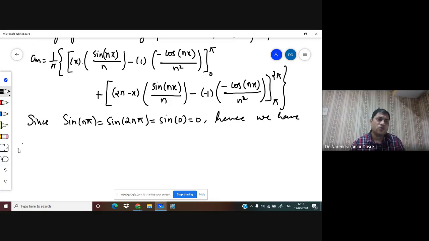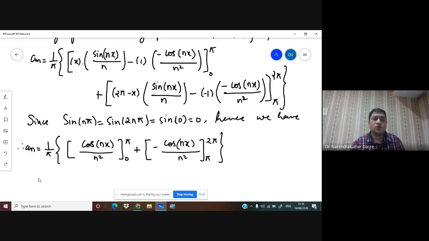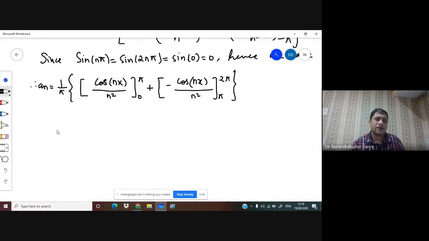we will be having an is equal to 1 upon pi. Here we get this minus minus plus cos of nx upon n square. This is 0 to pi, plus we have this will be minus minus minus, so minus cos of nx upon n square, and this is pi to 2pi. Okay, now let us apply these limits.